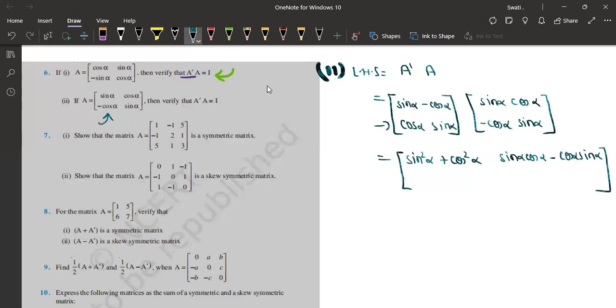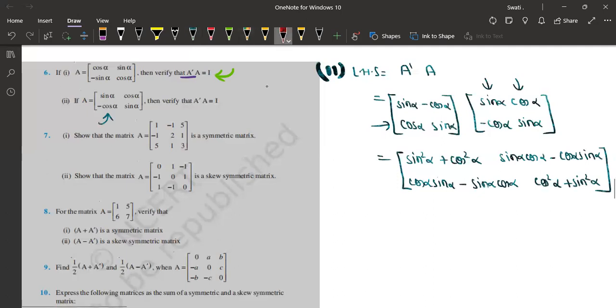Next is the second row and the first column. So cos alpha into sin alpha, and then minus sin alpha cos alpha, because we have a minus sin alpha. And then the second row and the second column. So cos alpha into cos alpha is cos square alpha, plus sin alpha into sin alpha is sin square alpha, right?